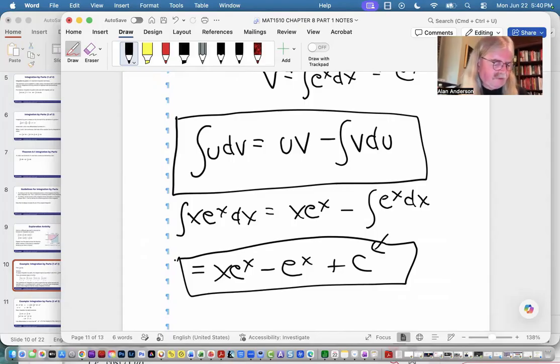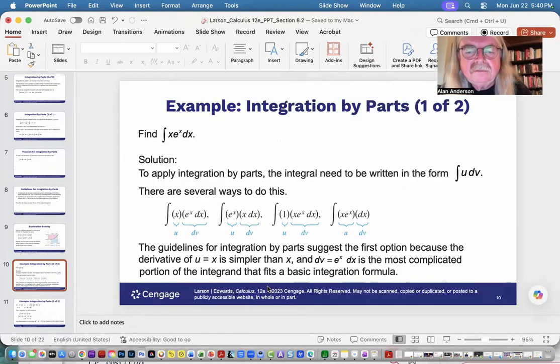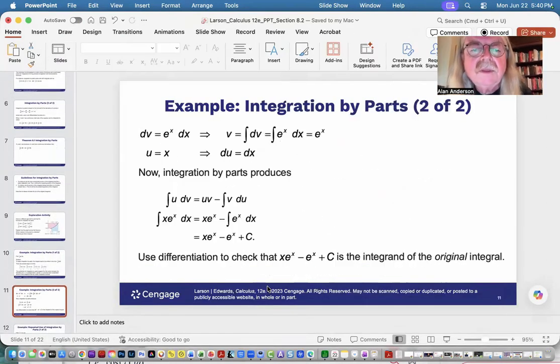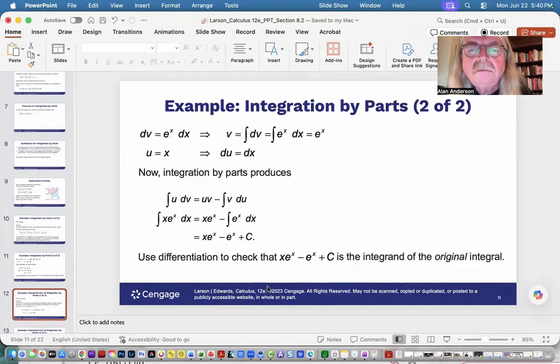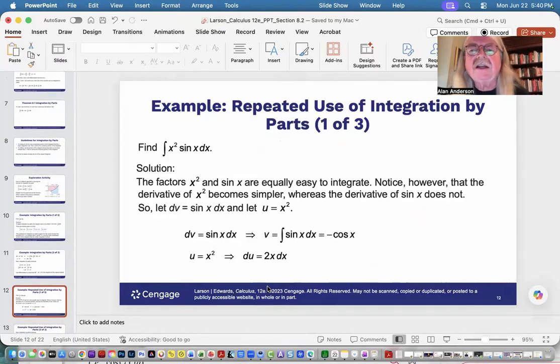So yeah, that's it. That's the answer. Well, that one was pretty straightforward. All right. It's going to get messier, of course, as we go along. What else do we have here? x squared sine x dx. Okay.